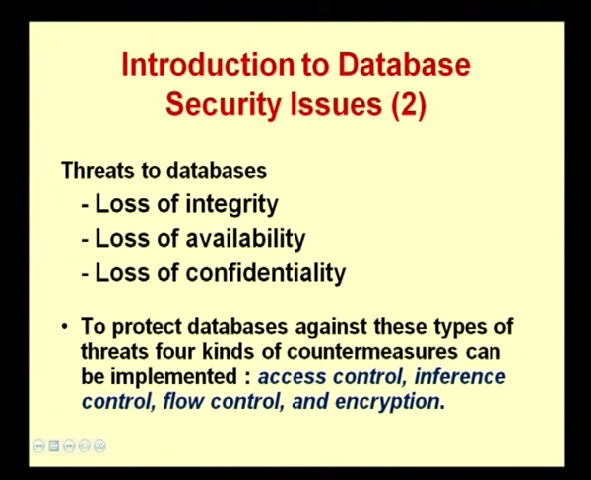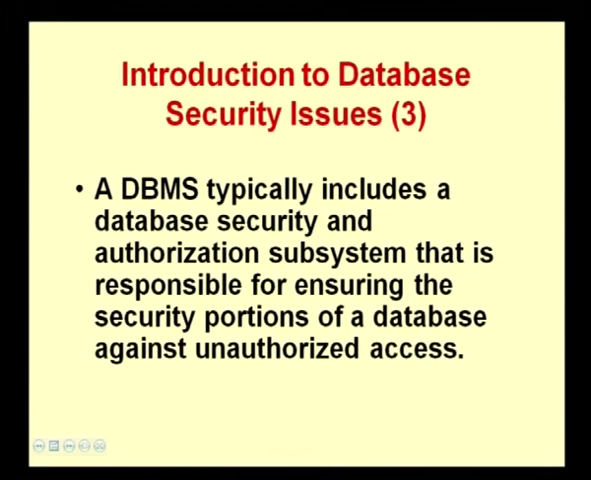So, why do we talk about security in databases? The threats to databases include loss of integrity, loss of availability and loss of confidentiality. To protect a database against these types of threats, four kinds of countermeasures can be implemented. One is access control, one is interference control, one is flow control, and the other is encryption. So, we are going to look at some of these countermeasures in this lecture. A database management system typically includes a database security and authorization subsystem that is responsible for ensuring the security of portions of the database against unauthorized access.